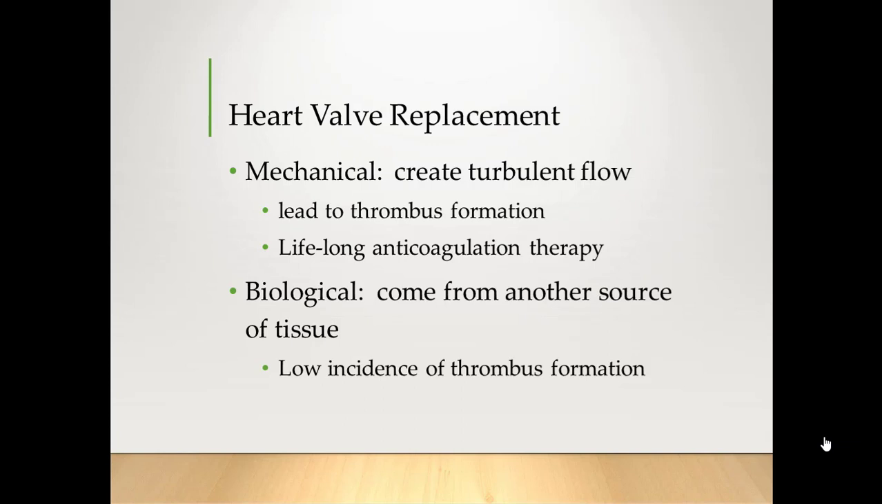The other type is biological. It comes from another source of tissue. A lot of times I've seen them, they're animal tissue. Can be pig, beef, I don't remember what all they use, but basically it comes from another animal, and there's a lot less risk of blood clot formation with a biological heart valve replacement than there is with the mechanical.